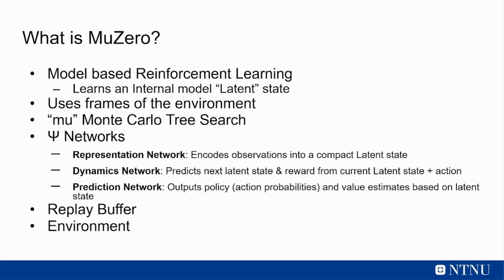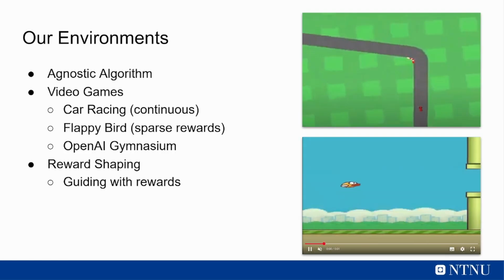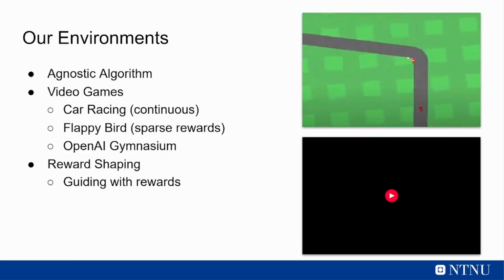The planning happens then in Monte Carlo tree search over latent states, and all experience is stored in the replay buffer for continuous learning. Which games did we choose for our implementation? Well, as the algorithm is environment agnostic, it can perform well on many different games. We tried it on various games like Flappy Bird, Car Racing, and Lunar Lander. We did not create the games from scratch, but we used OpenAI Gymnasium for the environments.